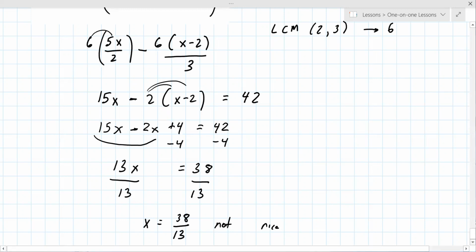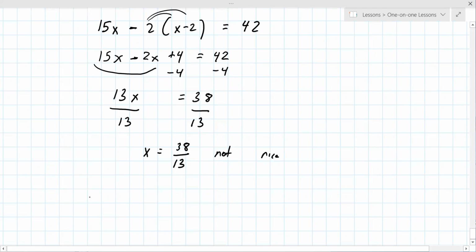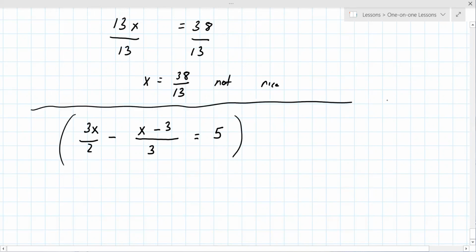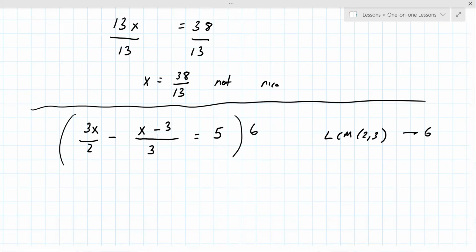Okay, let's do one more. Let's do 3x over 2 minus x minus 3 over 3 equals 5. So very similar to the previous one, you're going to multiply everything by 6, because the least common multiple of 2 and 3 is 6. So get a start on that. I'm just going to mute you here and then we'll finish off this question shortly together.